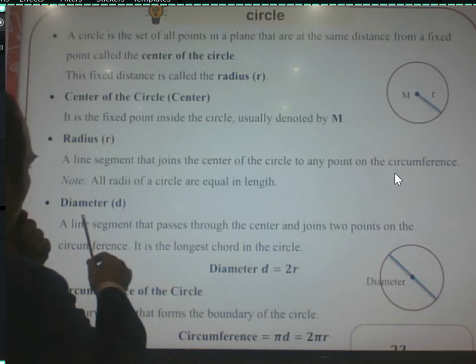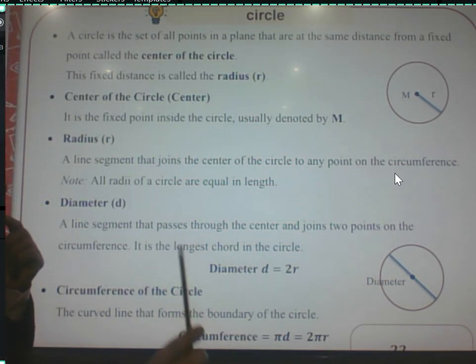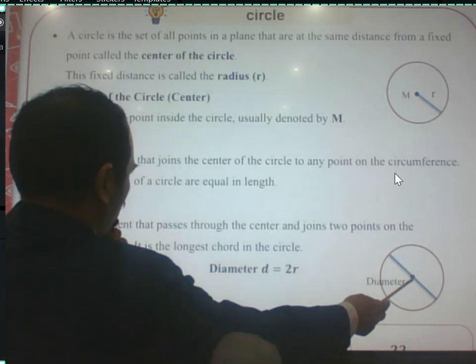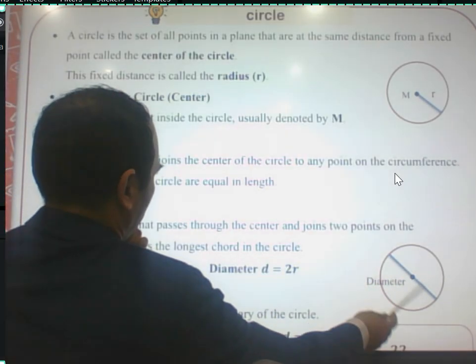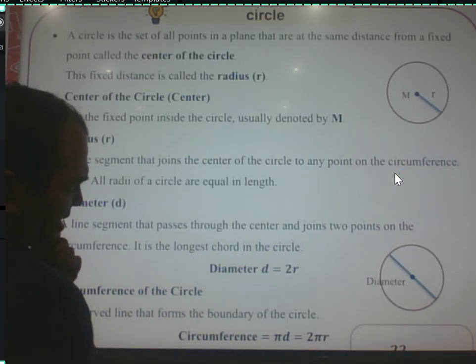Okay, and what about the diameter? Like this, diameter is a long chord in the circle. It is a line segment that passes through the center of the circle and joins two points on the circumference. It is the longest chord in the circle.